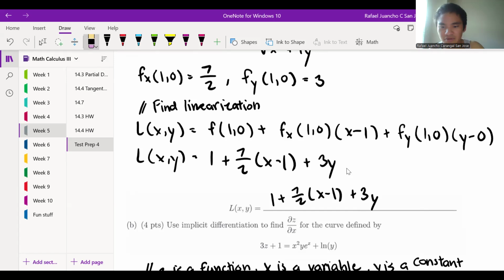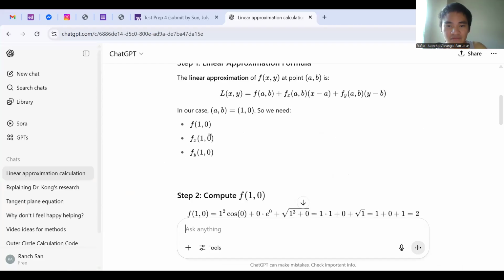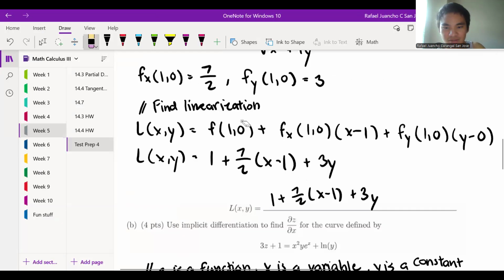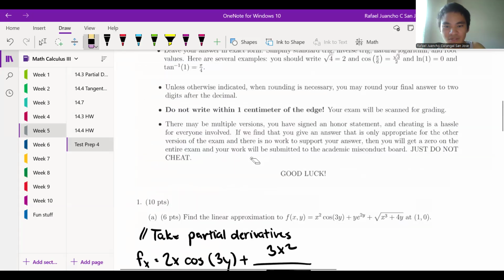Okay, and let me go back. So it's here. Okay, let's see. So yeah, we need our f sub x and f sub y. Our f is actually 2 in this case. So I did mess up one of them. Apparently my arithmetic is bad. I put 1, but it should have been 2. Why is it 2 again?